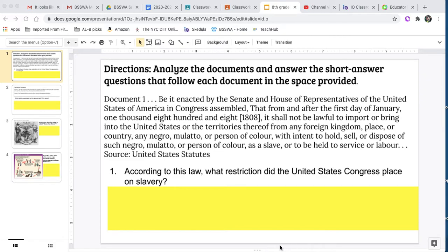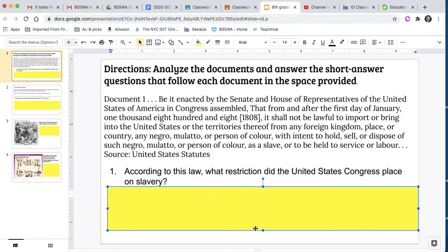Just so you know, you have the directions on top, the document, and then you're going to answer the questions based on the document that you just read. The text box is right here. All you have to do is double click on it. As you can see, the yellow box highlights itself with a blue border. That's letting you know that now you can go ahead and type in it. As you can see your cursor here, you're able to type in your answer.